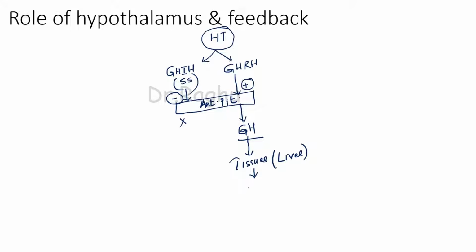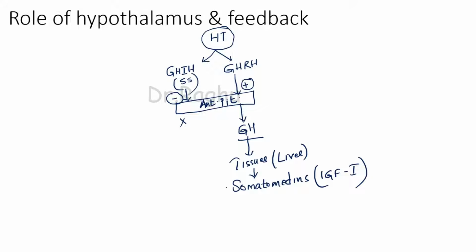The liver or these various peripheral tissues are in turn going to produce one more polypeptide hormone, or a group of hormones, called somatomedins. These are called somatomedins because they resemble the pro-insulin molecule, and they also have some actions which resemble insulin. That's why these are also called insulin-like growth factors. One of the most important somatomedins is somatomedin C, also called insulin-like growth factor 1.